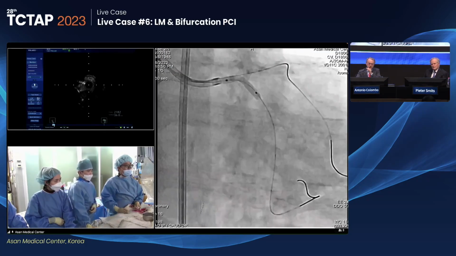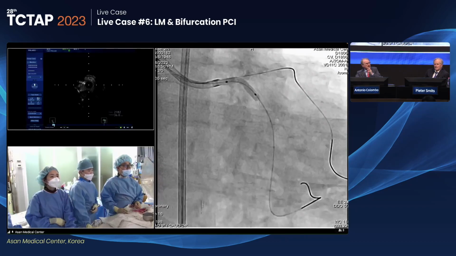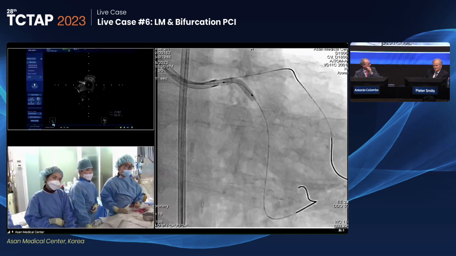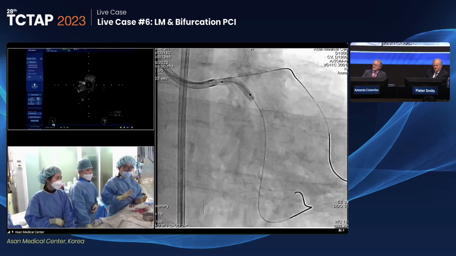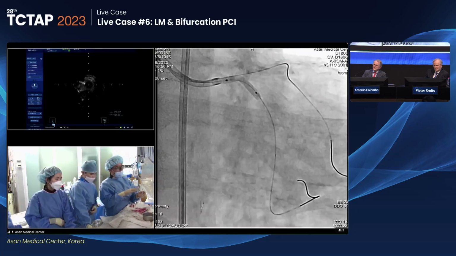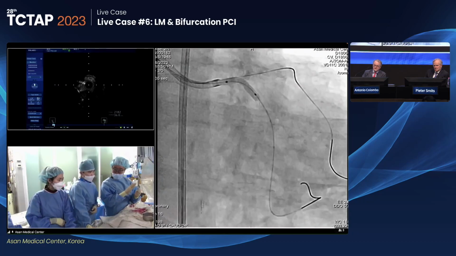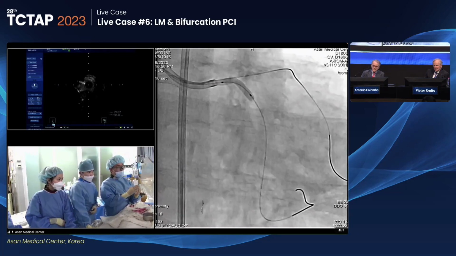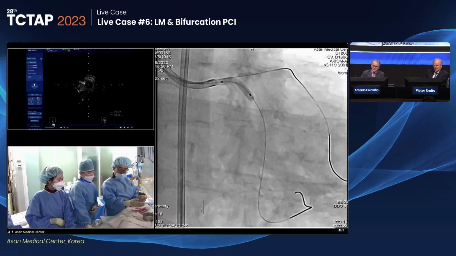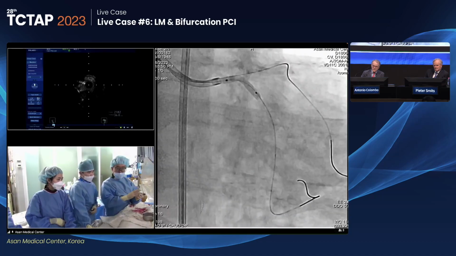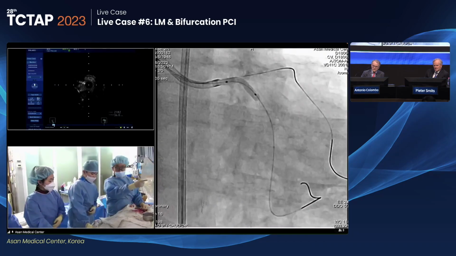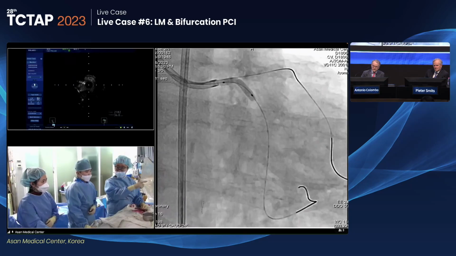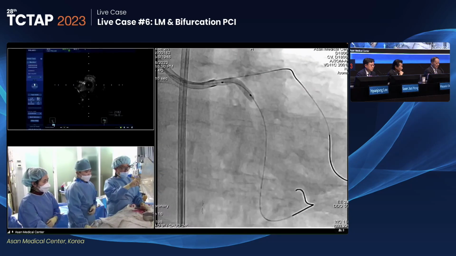What size balloon in the circumflex? Yeah, this is a 2.5. Why 2.5? The vessel is 3.5. Usually we do not fully dilate at the initial time. At this moment we find out whether the balloon expanded well or not, and it expanded well after the very tight region was inflated and dilated. Even after putting the stent, we can fully expand using a non-compliant balloon. This is 2.5, and we inflated well up to 20 ATM. That means the vessel, the balloon size is more than 3.0.